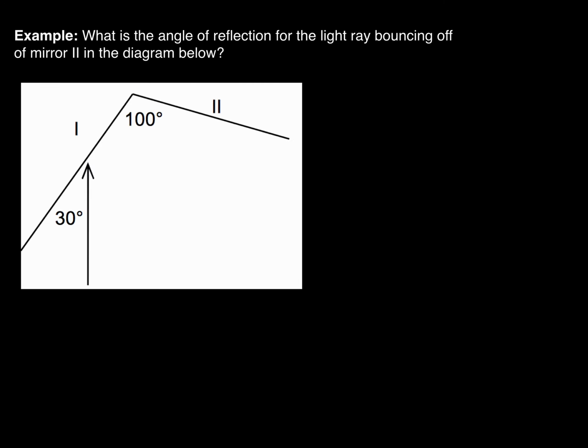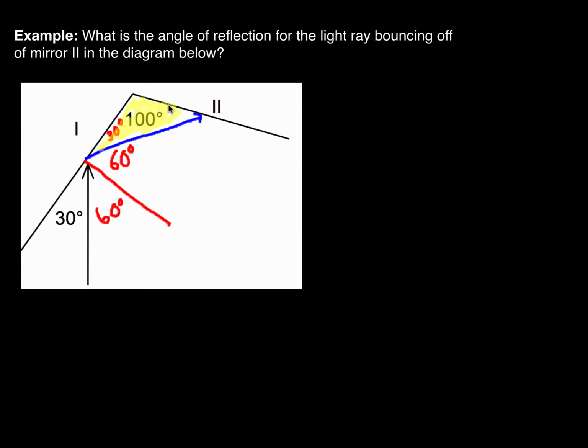Example: what is the angle of reflection for the light ray bouncing off mirror 2 in the diagram below? Step 1 is to draw the normal line for the first mirror. Our normal line is perpendicular to mirror 1. The angle of incidence is the angle between the incident ray and the normal line. In this case, this is 60 degrees, because 60 degrees plus 30 degrees makes 90. The ray reflects off mirror 1, and the angle of reflection is equal to the angle of incidence, which is 60 degrees, which makes this 30 degrees.